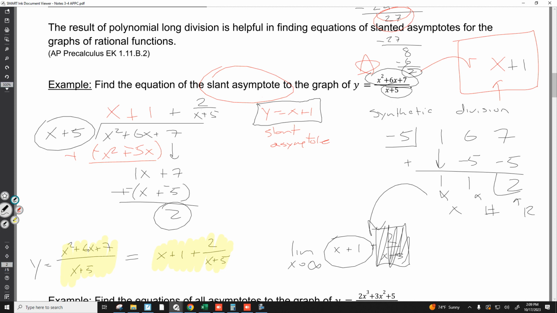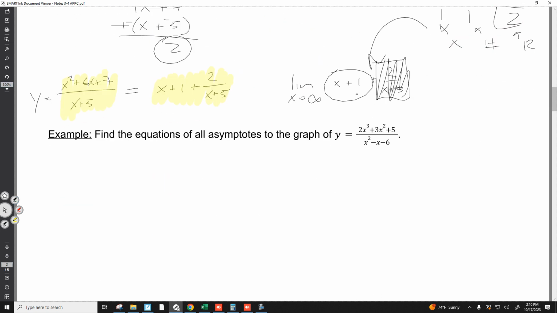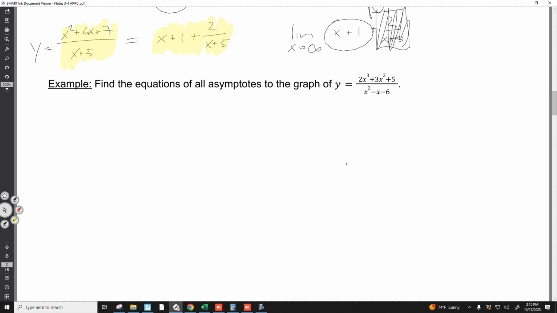Yep. You can only do that as synthetic division when it's just like that. You can only do it with synthetic division if it's just x plus a number. So only x plus or minus a number. Got it? Okay. Let's just find a slant asymptote for this guy. You can't use synthetic division for this one.